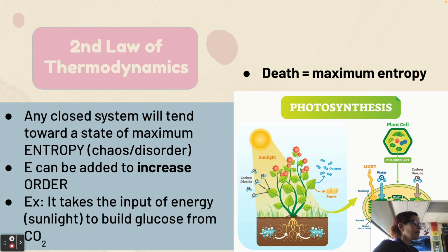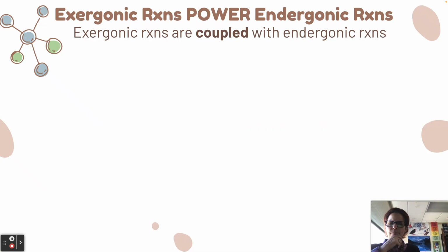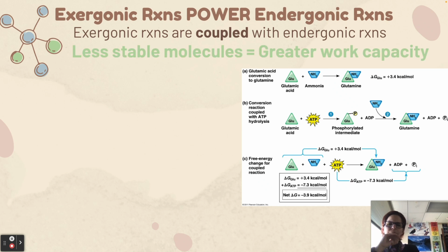So how is it that life has evolved to be so orderly? That's because we're constantly taking in energy. We have to eat or photosynthesize, as the case may be, but take that energy to make ourselves more complex. And when we stop taking in that energy, that's when we experience entropy and disorganization, and then that's death. Okay? Cheerful thoughts.